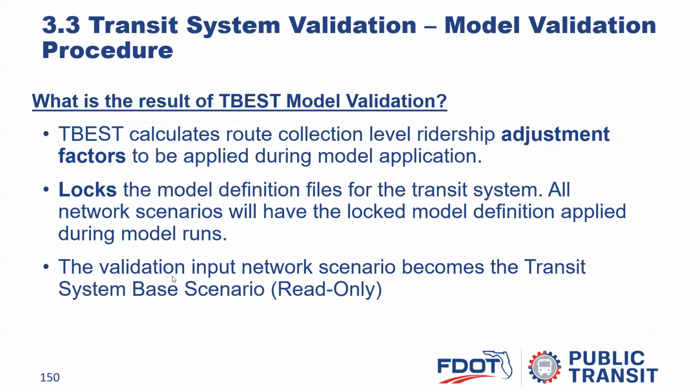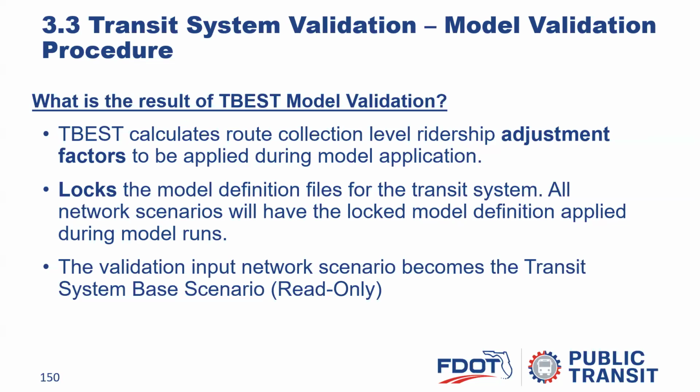Okay. All right, so what is the result of a model validation? TBEST calculates route level, route collection level ridership adjustment factors to be applied during model application. Model application is whenever we create an alternative scenario that might have a new route in it or change service. Whenever TBEST runs its model, it will project ridership and then apply an adjustment factor to that ridership, the adjustment factor that best matches the production levels that were observed in the base, right? So basically it's creating these adjustments as a fitting mechanism, but is still sensitive to the service changes and other changes in the network.